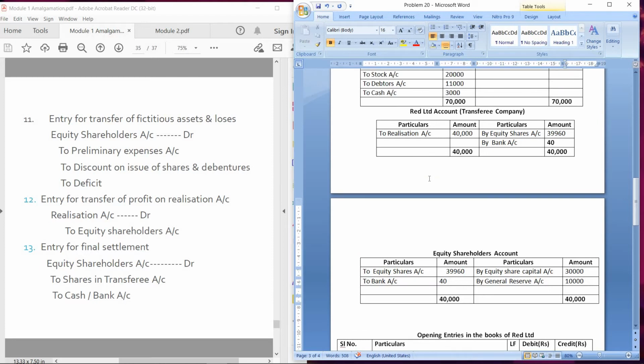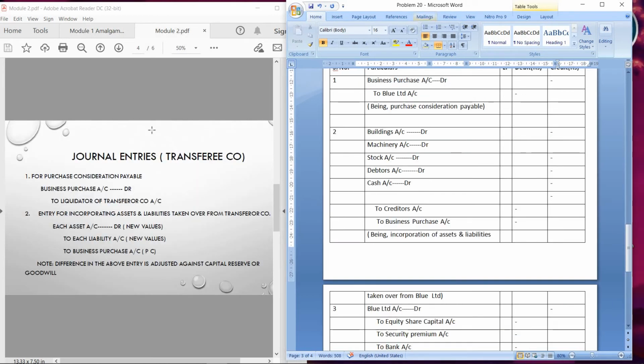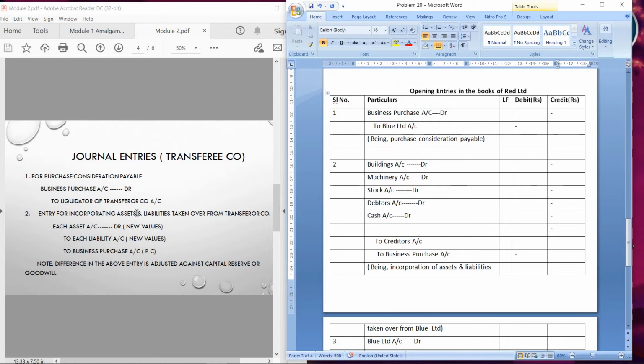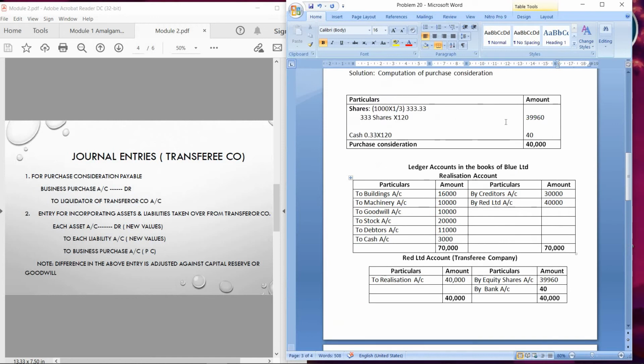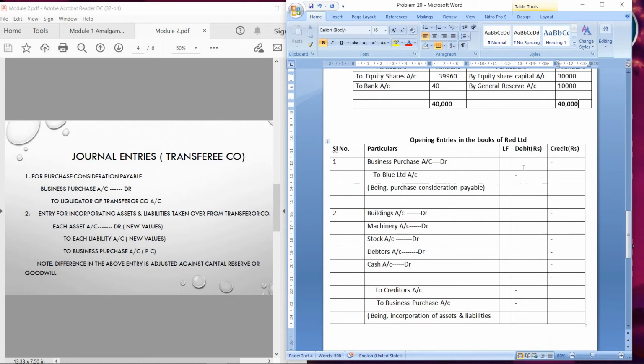Okay, now we will start with the opening entries in the books of transferee company, that is Red Limited. Now the first entry in the books of transferee company for purchase consideration payable, business purchase account debit to liquidator of transferor company account. So business purchase account debit to Blue Limited account. Amount is the amount of purchase consideration. So amount of purchase consideration is 40,000. So business purchase account debit 40,000 to Blue Limited account 40,000. Narration being purchase consideration payable.